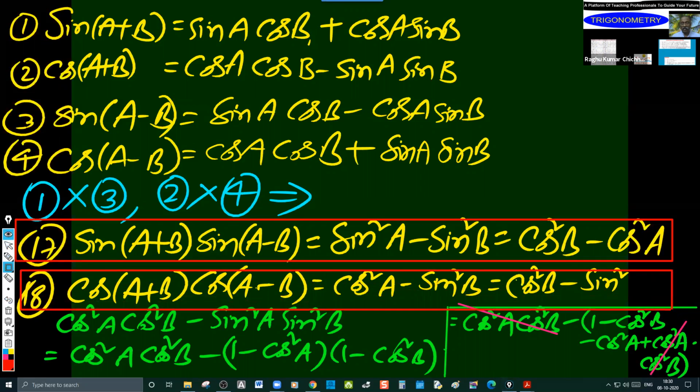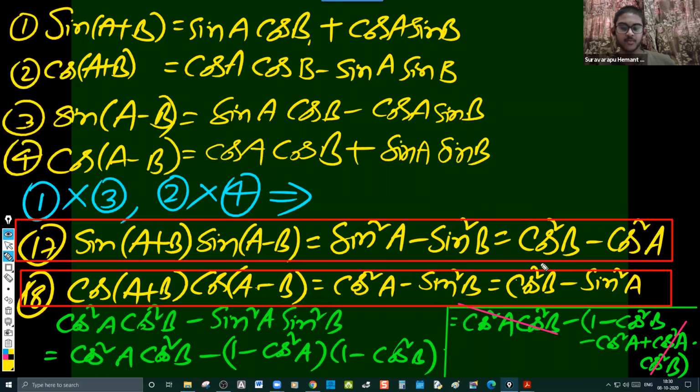So there is a little confusion in cos(A+B) into cos(A−B), because there will be no uniformity for that. It is a combination of both sine and cos. But sin(A+B) into sin(A−B), you have the uniformity: sine square A minus sine square B, or cos square B minus cos square A. Over here, cos square B minus sine square.